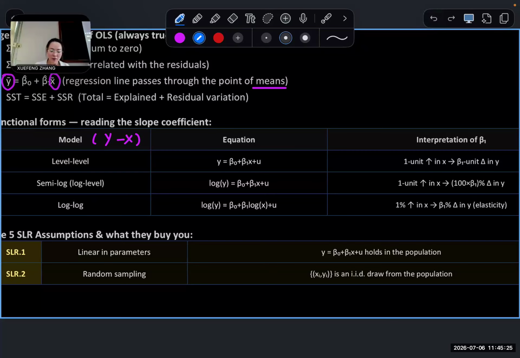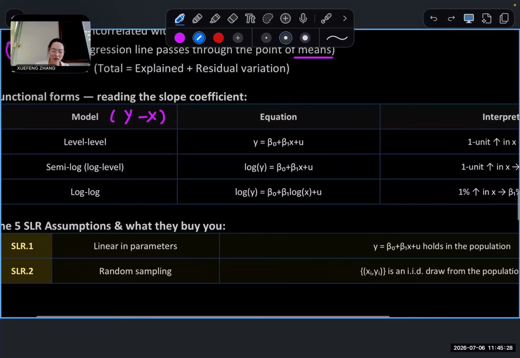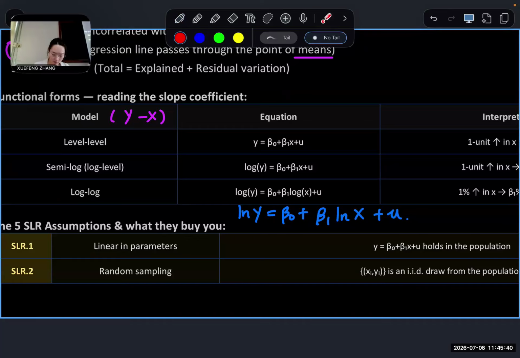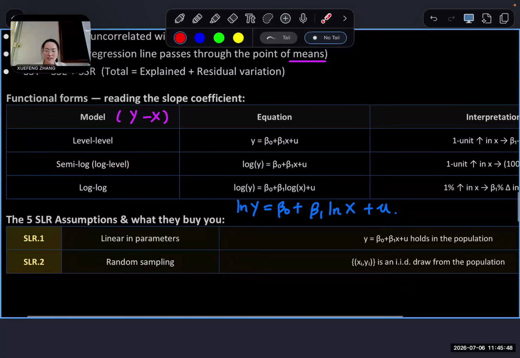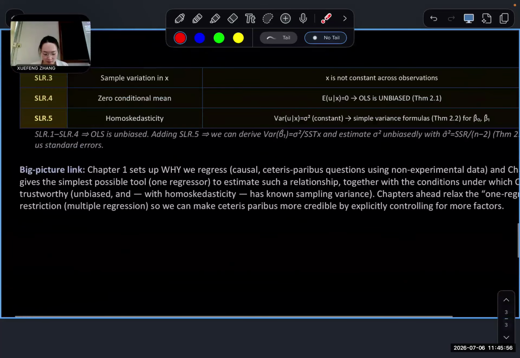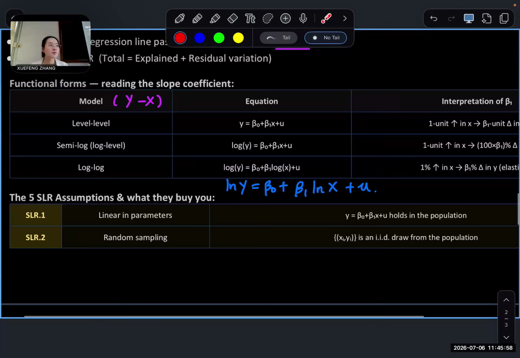If you see some academic paper, they may show you log Y equals beta 0 plus beta 1 log X plus u, okay? This just means that the log here is the natural log. Do you still remember the reason why we take log? Still remember? Percentage change, okay.